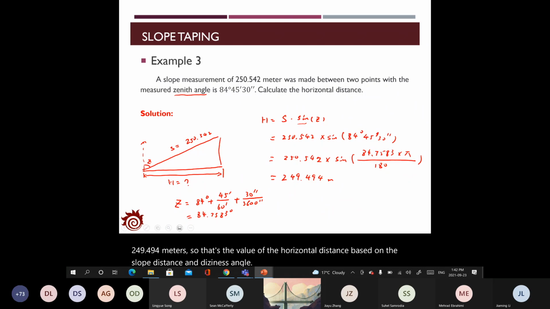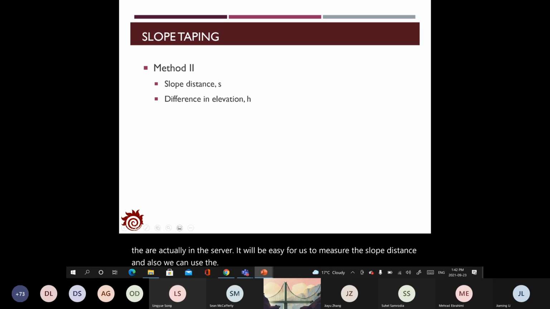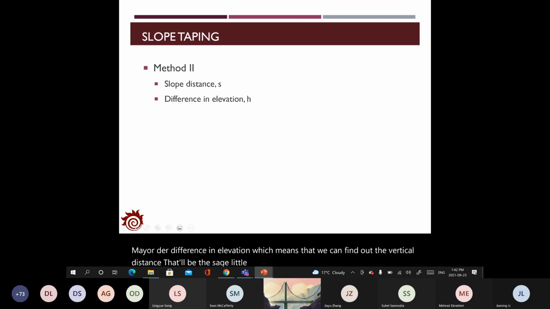So this is one way for you to use the slope taping for the distance measurement. And there's another way. Sometimes in the survey it will be easy for us to measure the slope distance, and also we can use the transit level to measure the difference in elevation, which means that we can find out the vertical distance. That would be, say, the letter H. With that, we can use the Pythagorean theorem to calculate the horizontal distance.